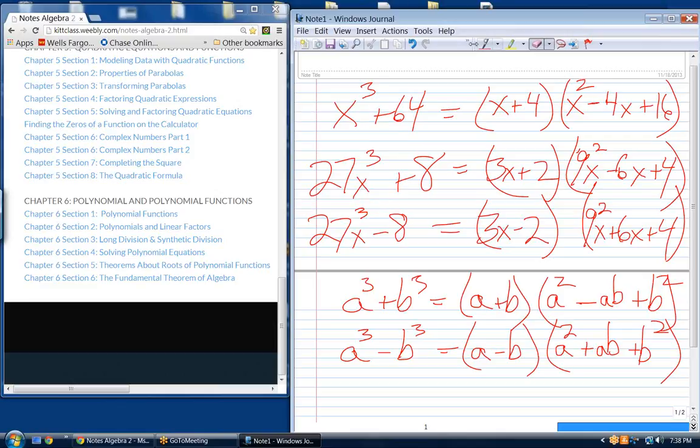And to be good at math, you have to be able to memorize. You really have to be able to. That's probably the most important skill to being good at math, is being able to memorize stuff.